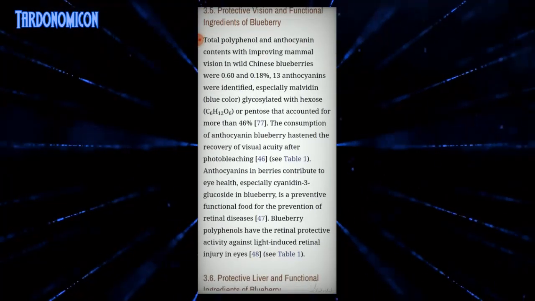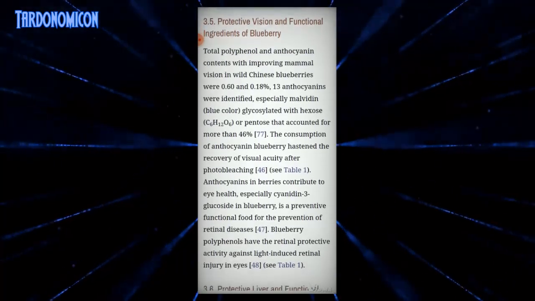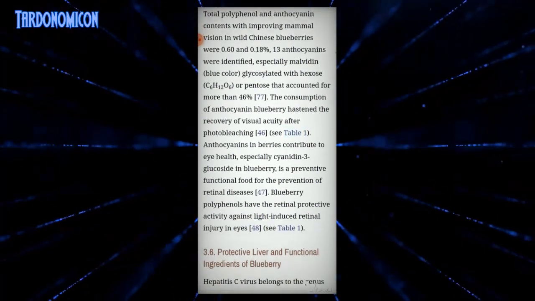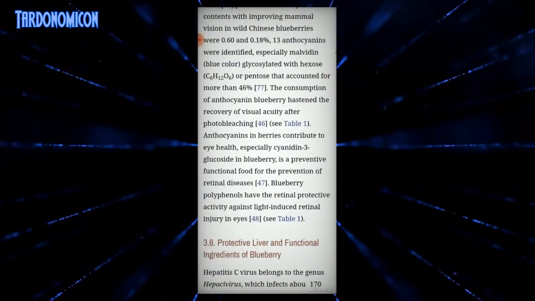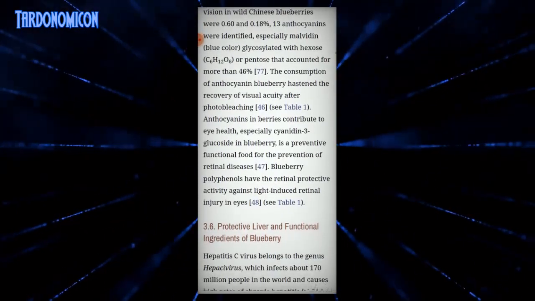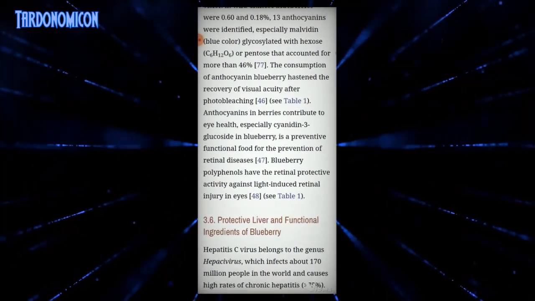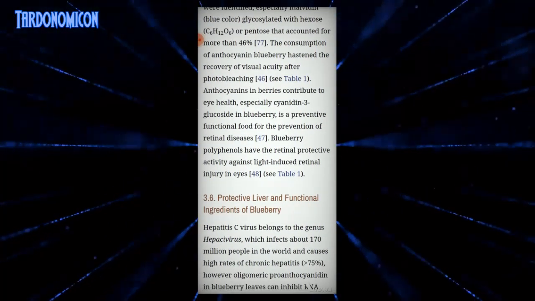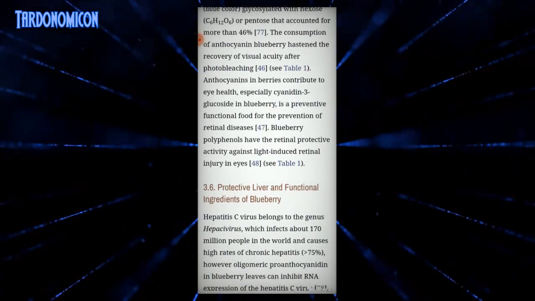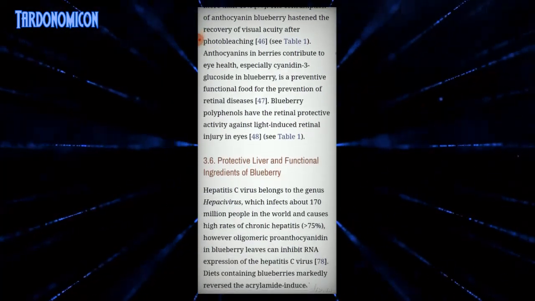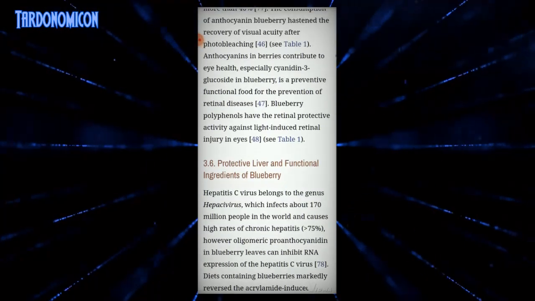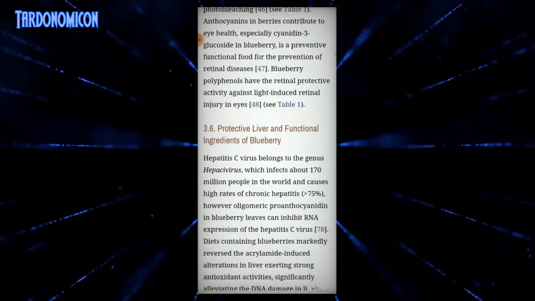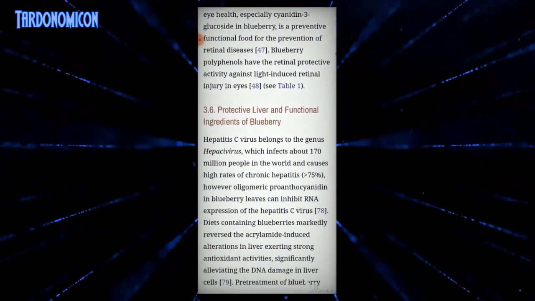Total polyphenol and anthocyanin contents, with improving mammal vision, in wild Chinese blueberries were 0.60 to 0.18%. 13 anthocyanins were identified, especially malvidin, glycosylated with hexose. The consumption of anthocyanin blueberry hastened the recovery of visual acuity after photo bleaching. Anthocyanins in berries contribute to eye health, especially cyanidin 3-glucoside in blueberry, a preventative functional food for the prevention of retinal diseases.